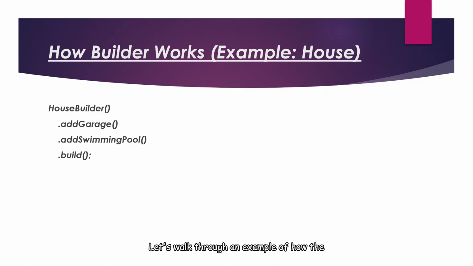Let's walk through an example of how the builder pattern works. Imagine you are building a house. You might have a house builder class with methods like add room, add garage, and add swimming pool. Instead of passing all the possible components to a constructor, the house builder allows us to build the house step by step. Once you have finished adding the components, you can call .build to construct the final house object. This makes the object creation process more intuitive and flexible.